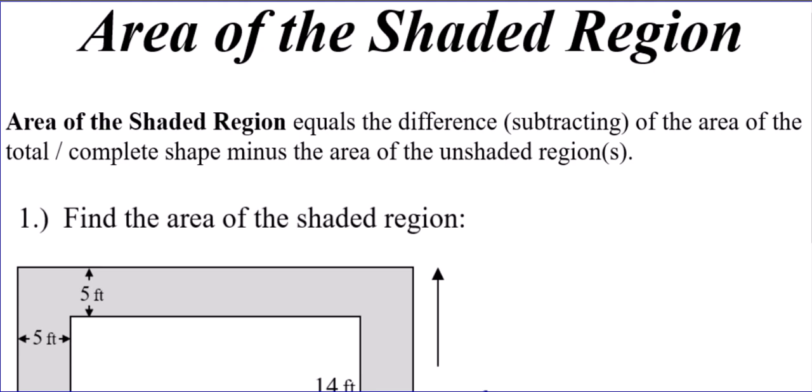Alright, follow along with me here as I read this out loud. Area of the shaded region equals the difference, which means subtracting, of the area of the total or complete shape, and then minus the area of the unshaded region. And sometimes you might even have multiple unshaded regions.